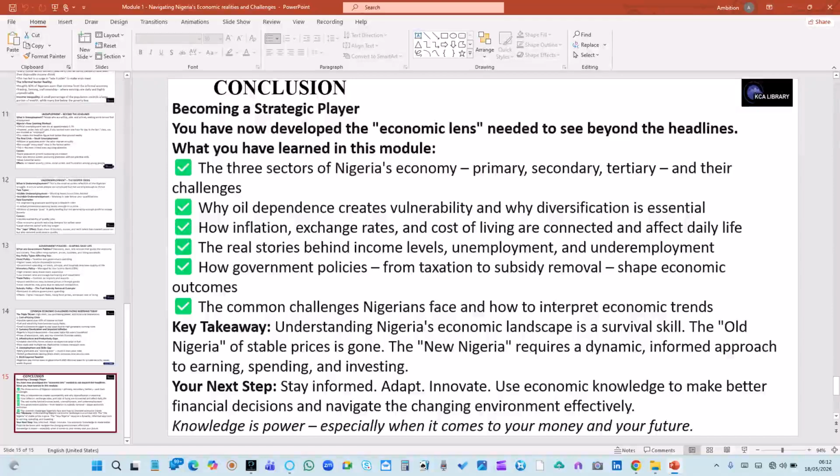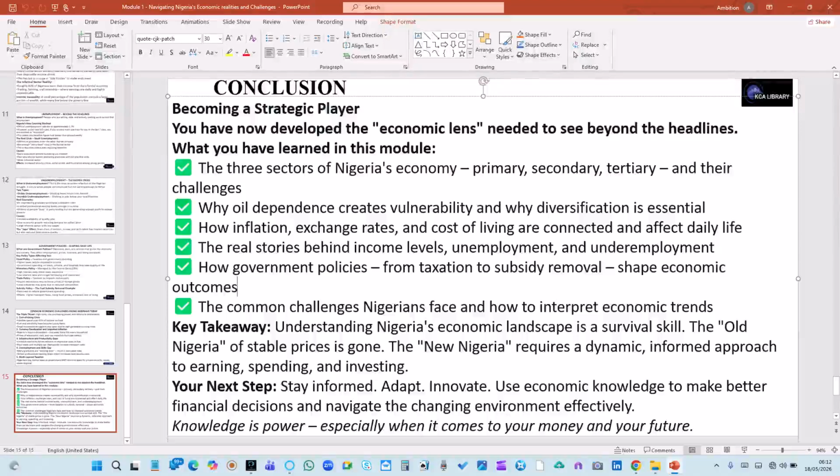The real stories behind income level, unemployment, and underemployment. How government policies from taxation to subsidy removal shape economic outcomes. The common challenges Nigerians face and how to interpret economic trends. The key takeaway here is that understanding Nigeria's economic landscape is a survival skill. The old Nigeria of stable prices is gone.